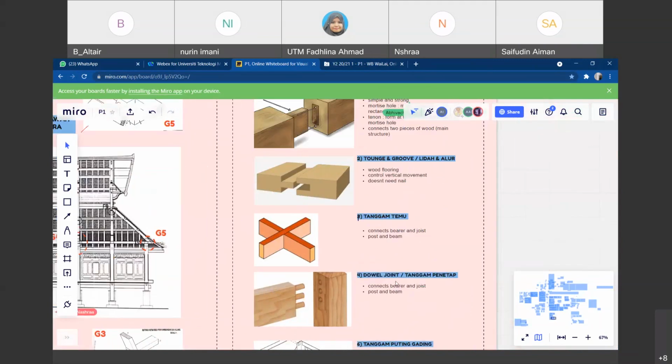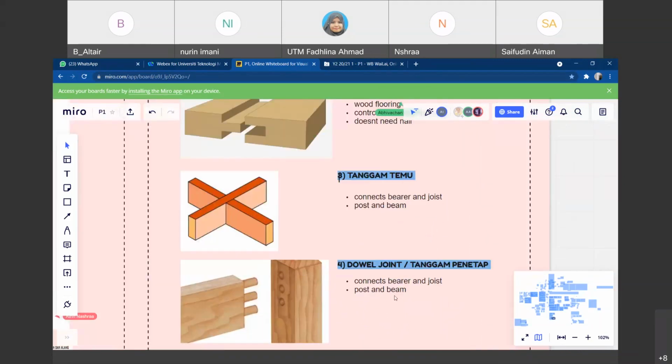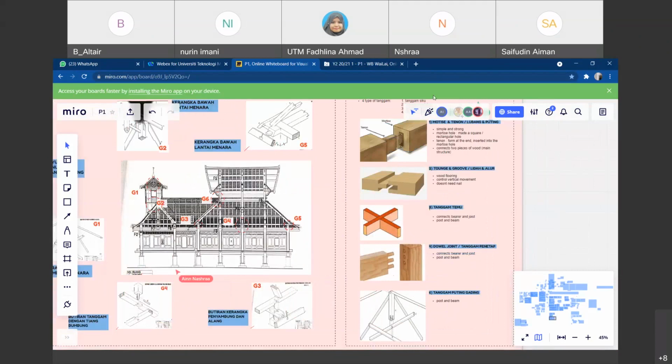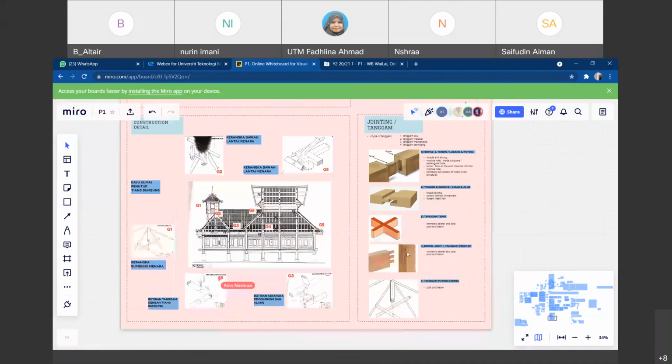And then dowel and joint, which is tanggam penetap, connects barrier and joints. The function of the tanggam is basically all the same, but this one is for the light structure. This one is for the heavier structure. I'll arrange it properly later.